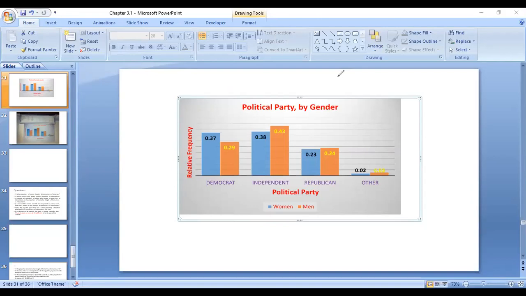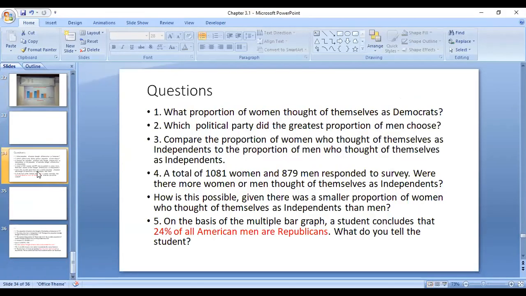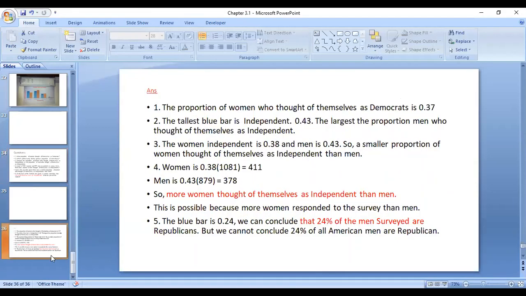Because we had a tutor in the question, we look at the question we have. The question is what proportion of women? You find the proportion of the women first in the demographic. You look on the table, you will see 0.37, right? This is the proportion of women. It is 0.37.